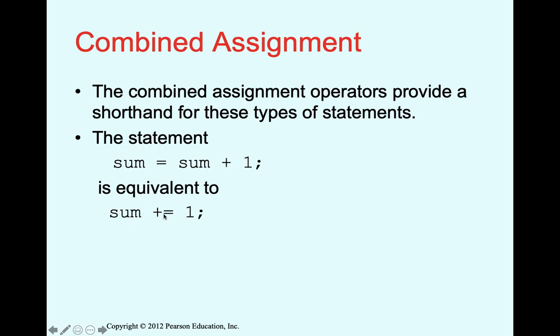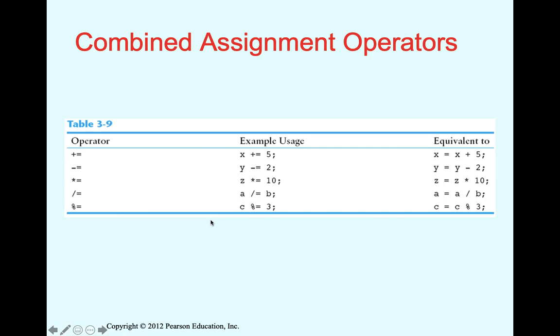You can write sum += 1, which means add 1 to the sum, or which means sum = sum + 1. In the same way, x += 5 means x = x + 5. y -= 2 means y = y - 2, and so on. So if we have the variable on both sides, you can just make a shortcut, c %= 3, and so on.